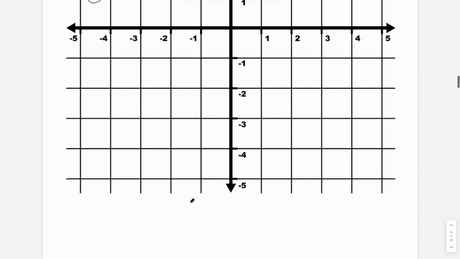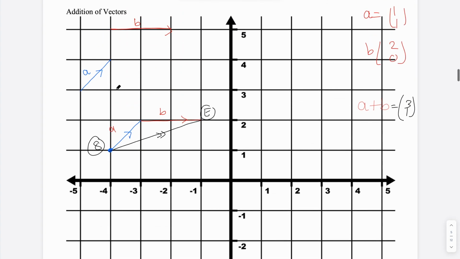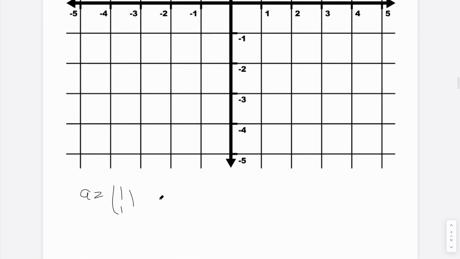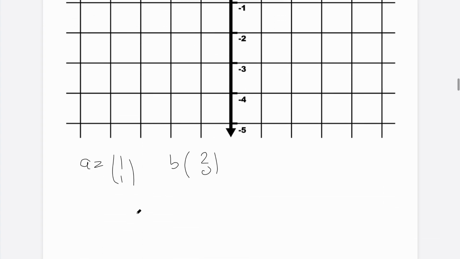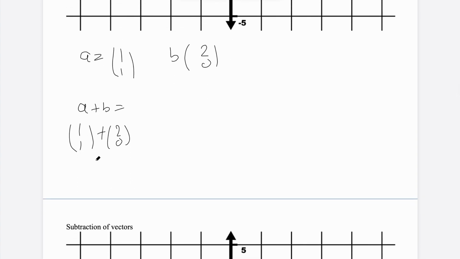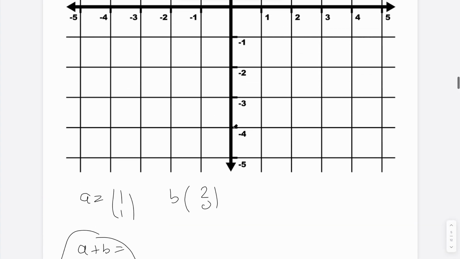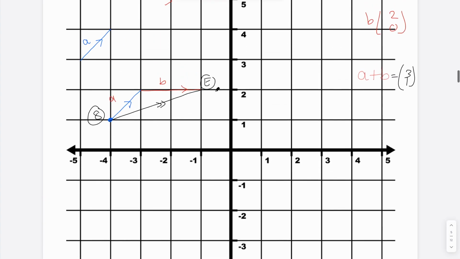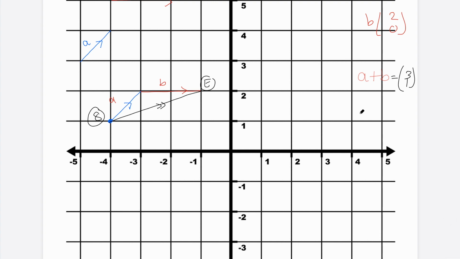If someone asks us to solve this, A was, we copy from here, A was (1, 1) and B was (2, 0). So if you have to solve A plus B, it is actually (1, 1) plus (2, 0). So 1 plus 2 is 3 and 1 plus 0 is 1. So (3, 1). Either you do it algebraically or graphically, the answer is the same. Another thing you need to confirm is that whether you solve for A plus B or B plus A, you always get the same answer.